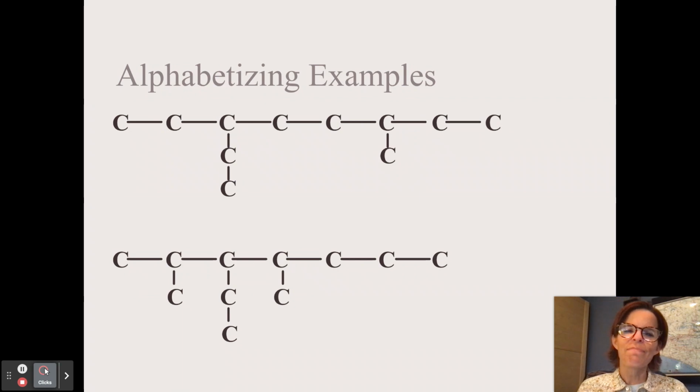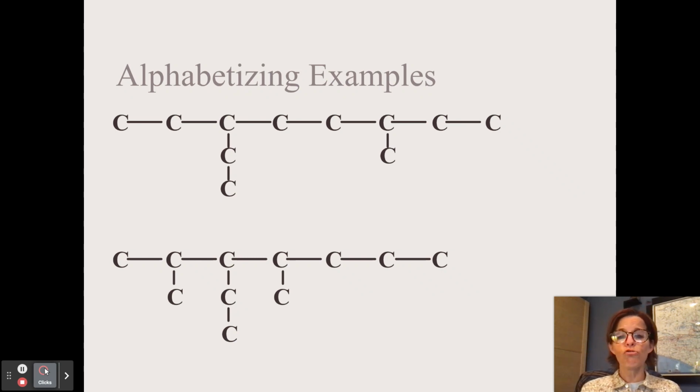Okay, let's try it. Let's count our carbons. Let's double check. I see a possible branch. 1, 2, 3, 4, 5, 6, 7, 8. I'm just going to try something. Or 1, 2, 3, 4, 5, 6, 7, 8. Turns out it doesn't matter. Either way, this is going to be an octane, and I say ane because it's all single bonds.